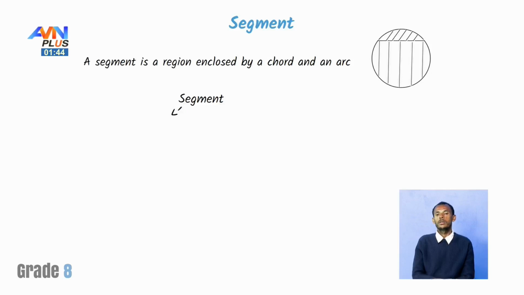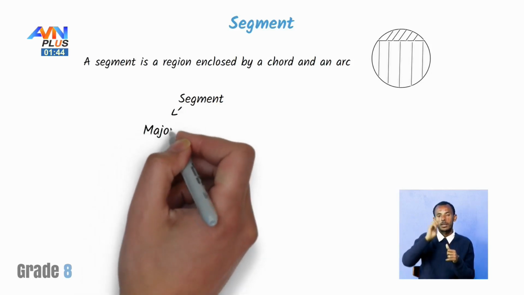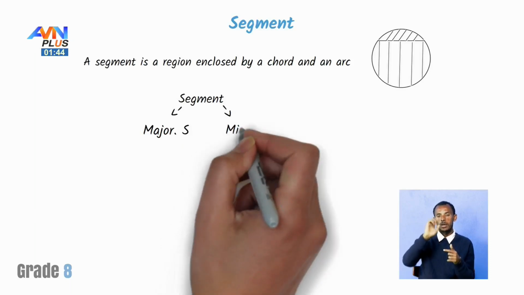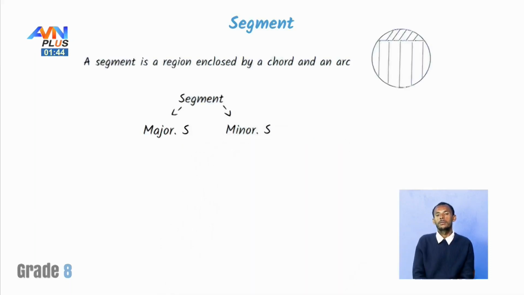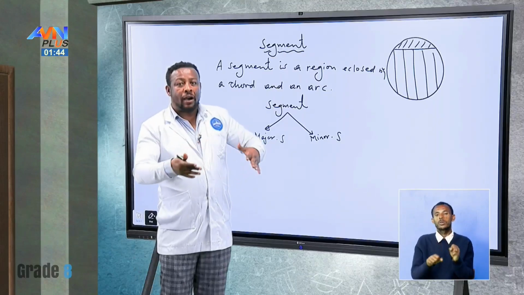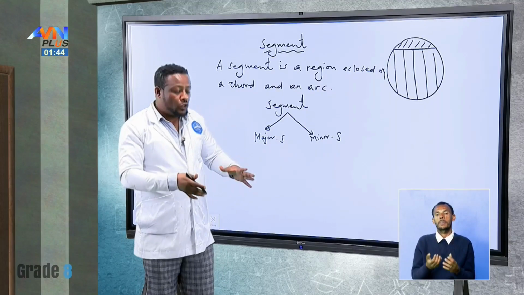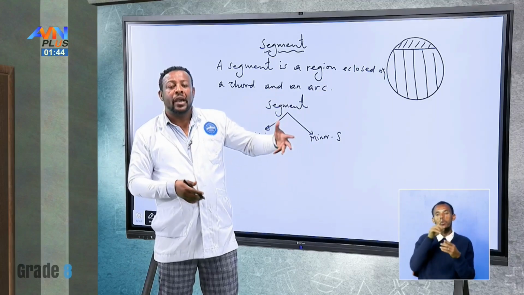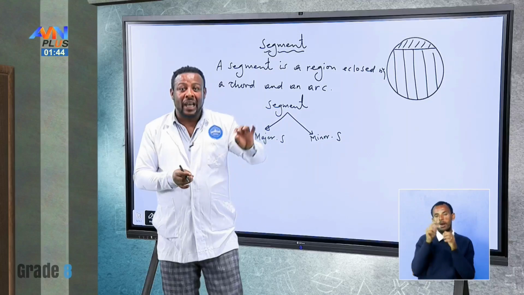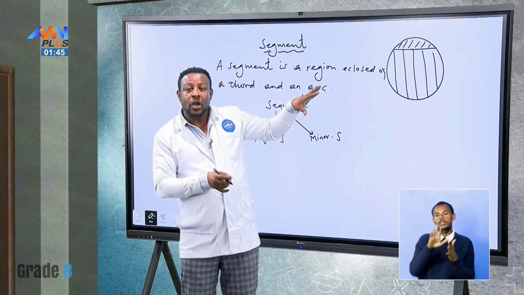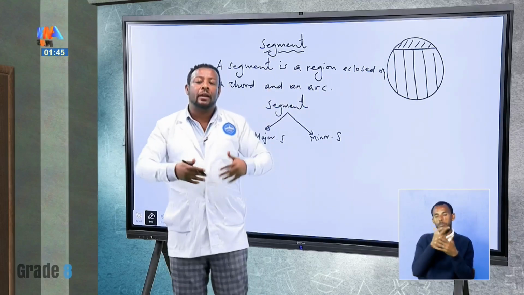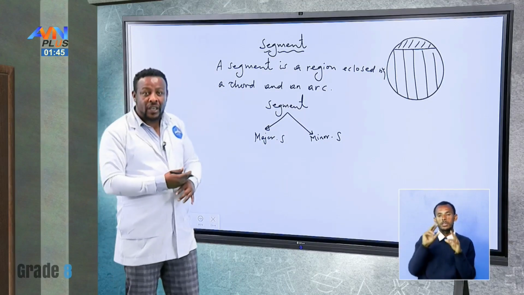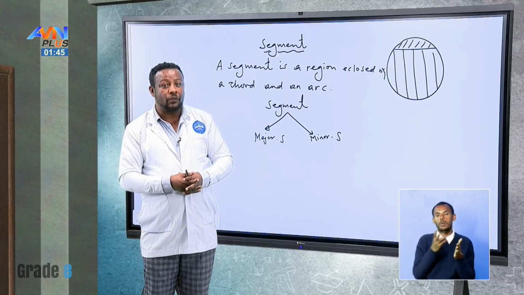So you classify segments as a major segment and a minor segment. Okay, so you will have classifications. You need to specify which region you are talking about, either by using variables that represent the shaded region, or by specifying minor and major. Okay, so these are the terminologies that we have in this lesson for today.